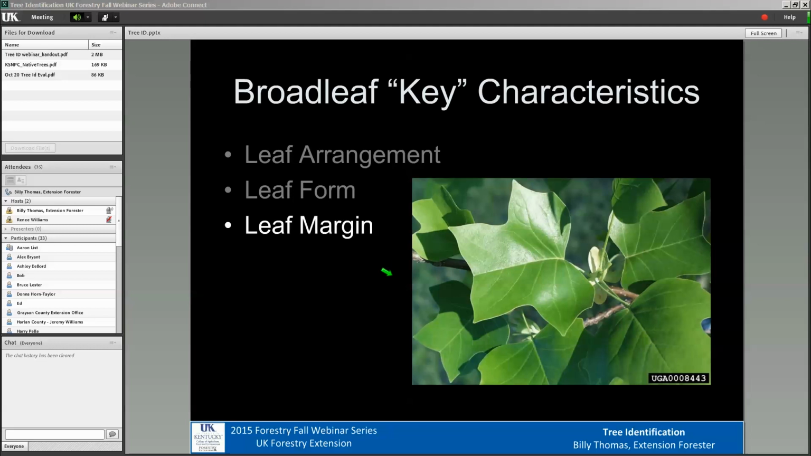Again, that's our good friend the yellow poplar there. Even look at this one, though. It's quite variable from the one we saw earlier. So there can be variability amongst many of our species.